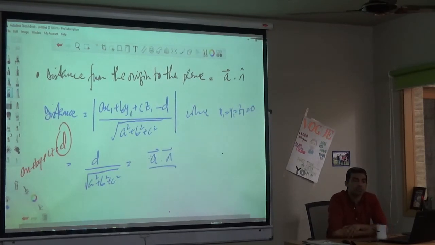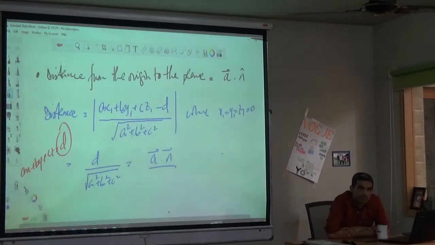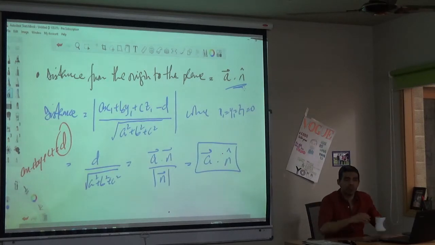Tell me, what is square root of a square plus b square plus c square? What is a, b, c? a, b, c are the components of the normal vector, the x, y, z components of the normal vector. So if I do square root of a square plus b square plus c square, what do I get? Mod of n, mod of the normal vector. So this is basically n mod. What is any vector divided by its own magnitude? A dot n hat.